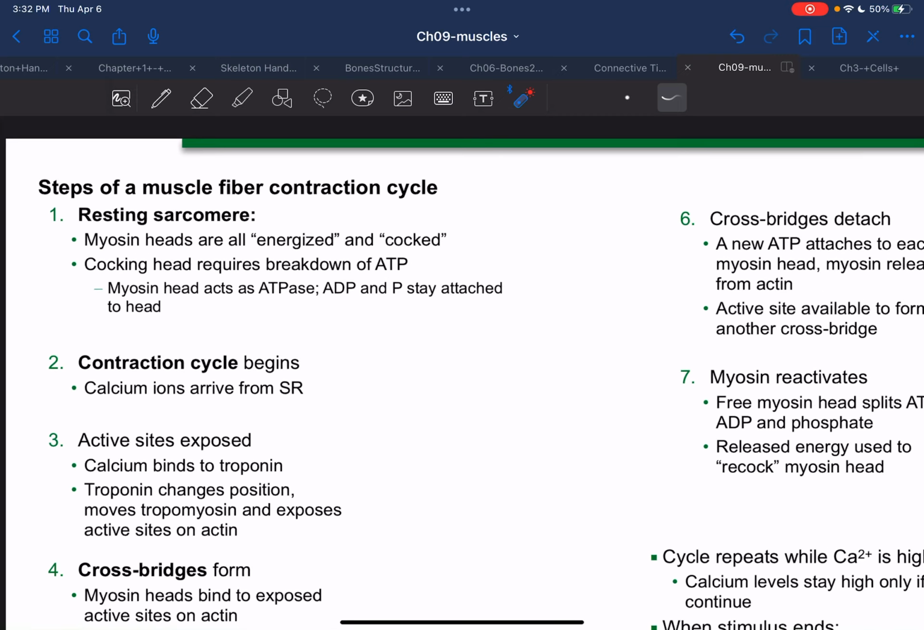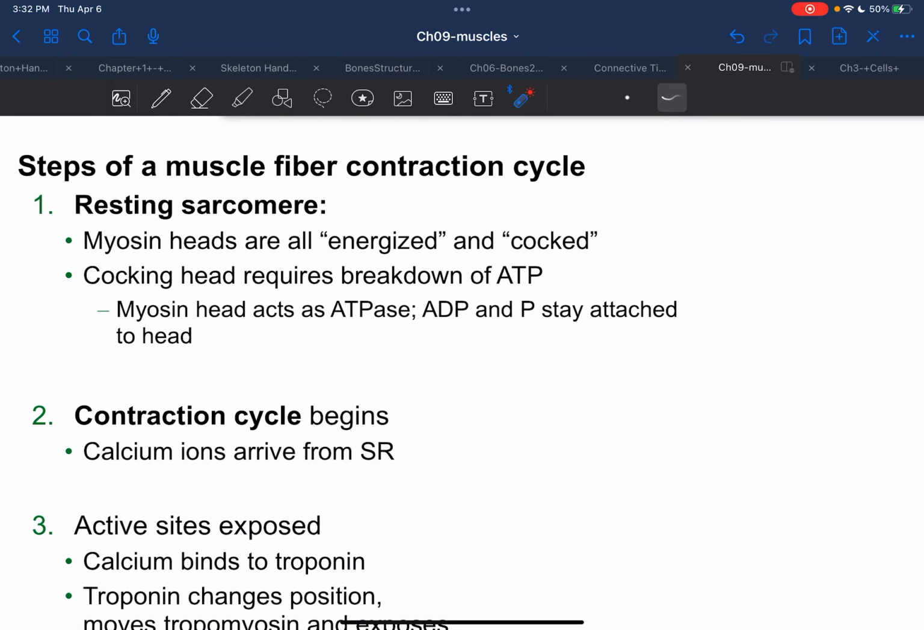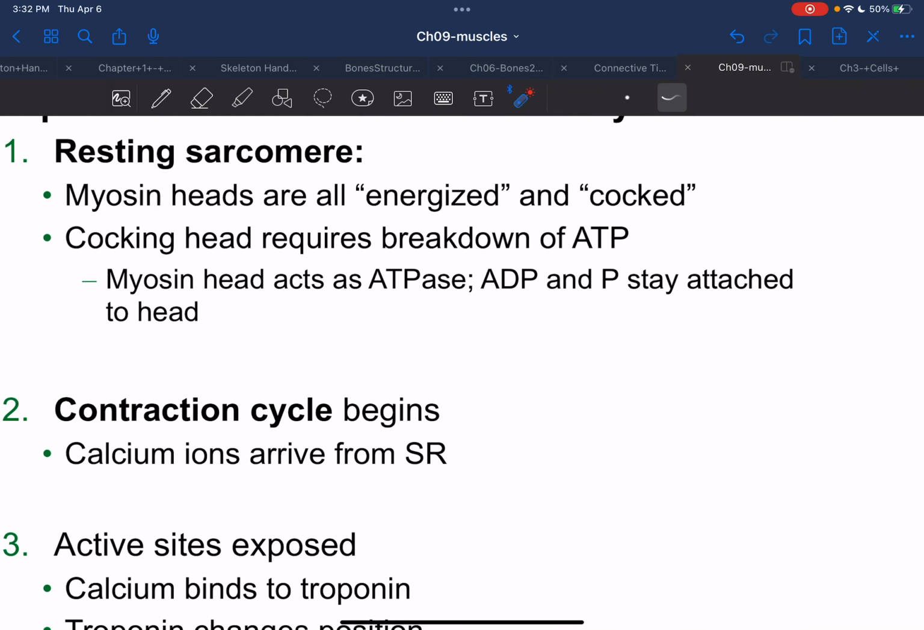Now, we've got to sound like college students, right? We've got to be more technical. Remember that the myosin heads are energized and cocked, and they're only able to do so because they break down ATP. So we refer to those myosin heads as ATPase because they are proteins that utilize ATP, or they break down ATP. That's what this implies.